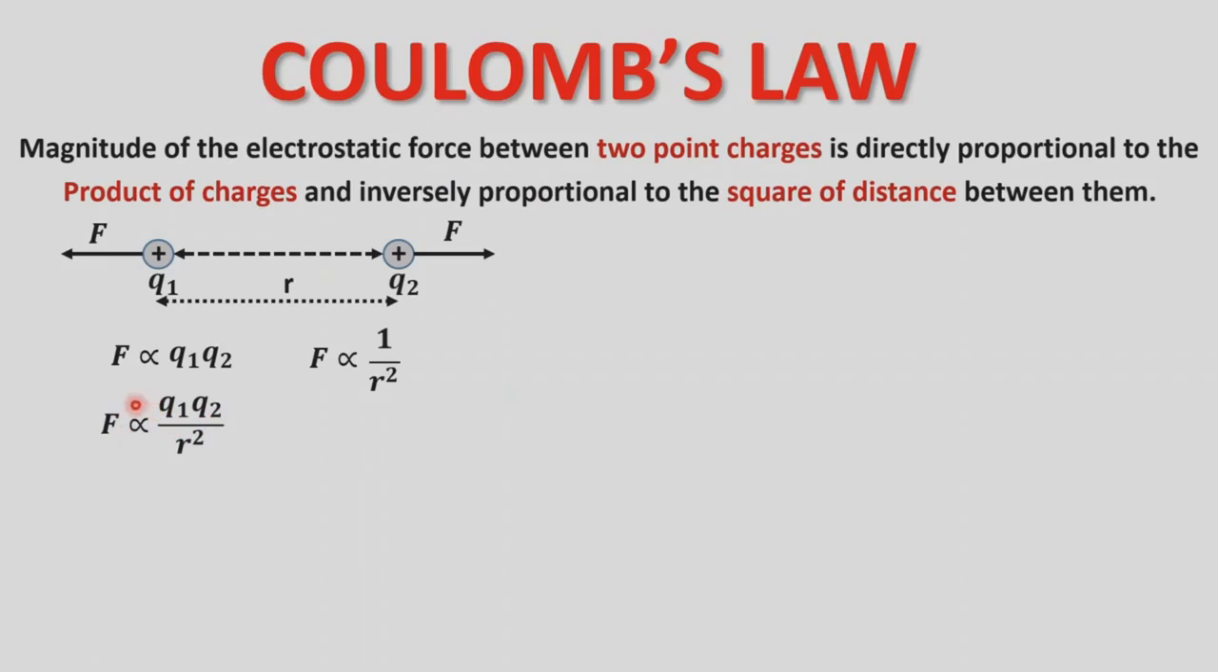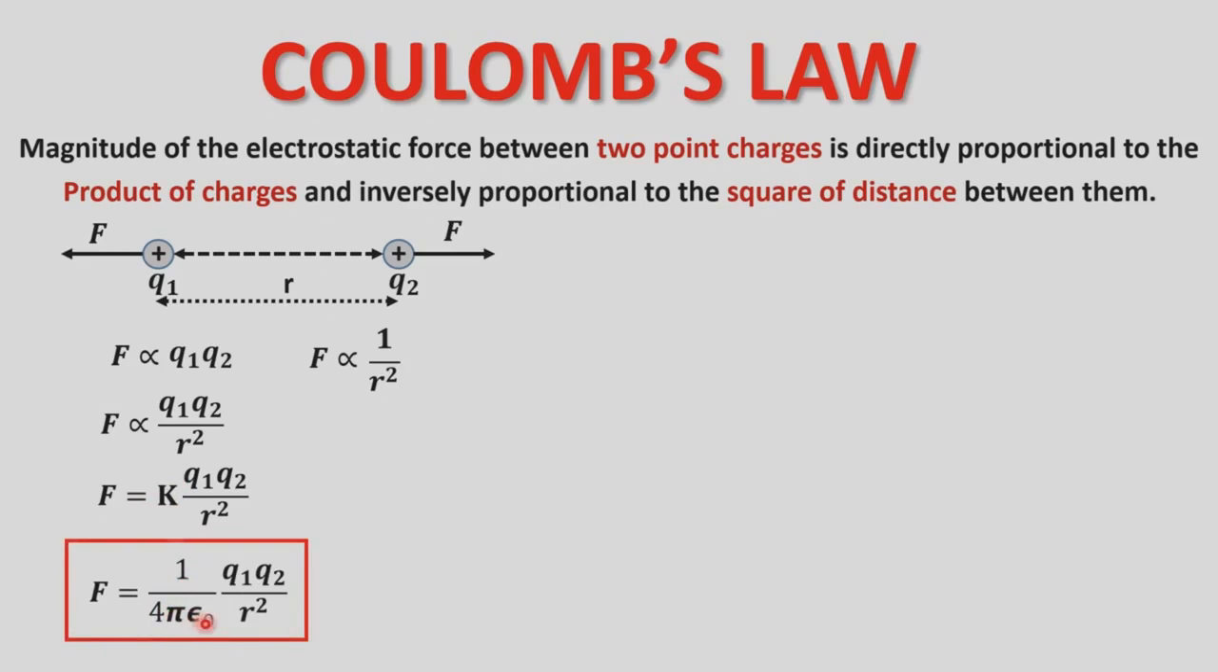Cancel the proportional symbol. Next I substitute a constant K. F is equal to K times Q1 Q2 divided by R square. Next, the value for K. Substitute here 1 divided by 4 pi epsilon naught, times Q1 Q2 divided by R square. So this is also the magnitude of the repulsive force between the two like charges.